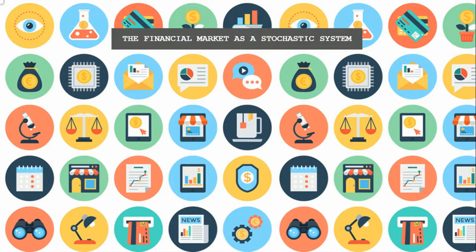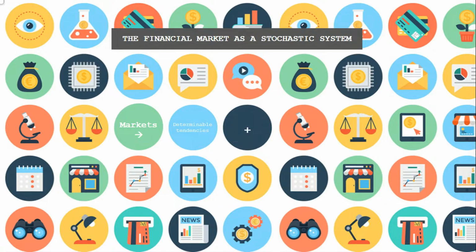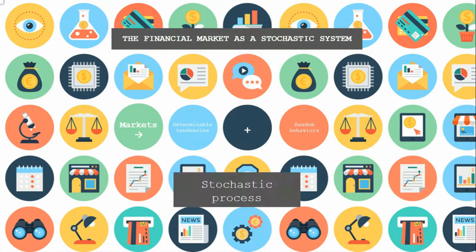First of all, introduction, the market as a stochastic system. Within financial markets, we can find not only determinable tendencies, but also some apparently random behaviors. Because of this, we can understand the market through a stochastic process.